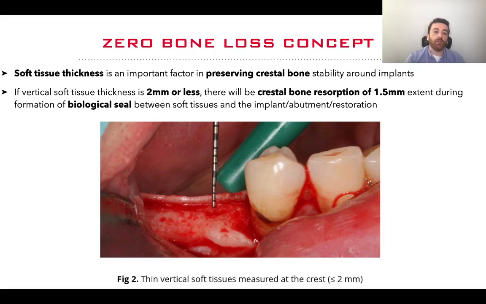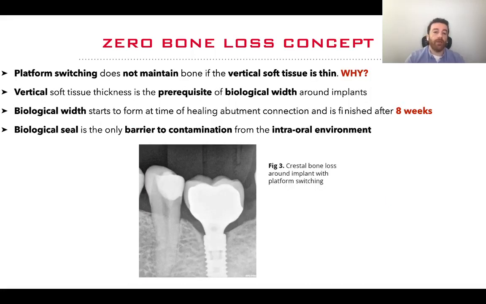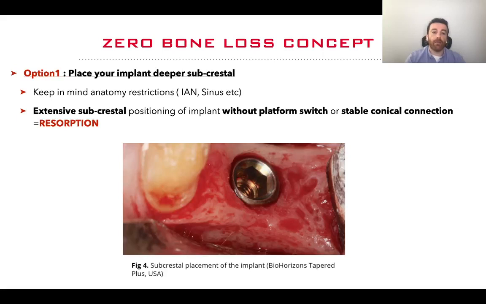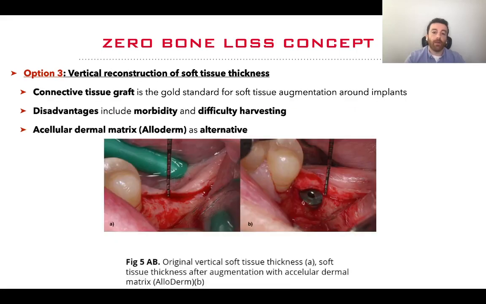So if the tissue thickness is 2 millimeters or less, expect that you will have to either place your implant deeper or potentially thicken the tissue at placement with either autogenous connective tissue grafts, or you can use other products like alloderm. So like we mentioned, you can place your implant deeper, and that in essence also thickens the tissue, or placement of other acellular products like alloderm.